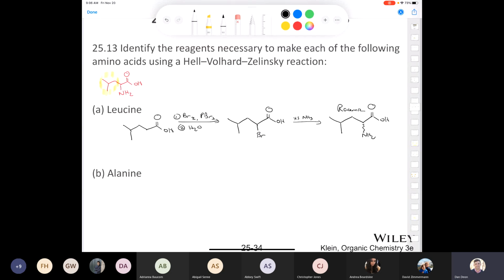Okay? And you can try the same thing with alanine. Alanine's an even simpler amino acid. The R group in alanine is just a methyl group. So if we want to make this compound, we're going to start with propionic acid. We're going to treat it with bromine and phosphorus tribromide. Hydrolyze that. And then the third step, we'll treat it with excess ammonia. And that's going to give us racemic alanine.